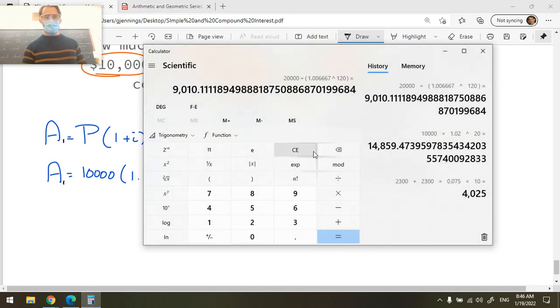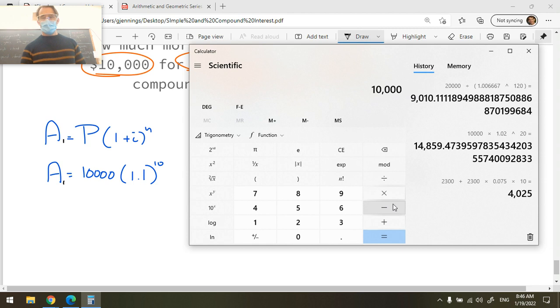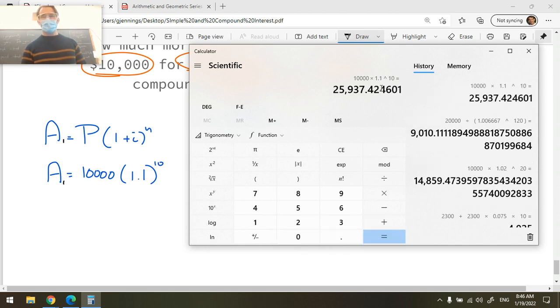So let's take a look at what these do in the calculator. So I'm going to go over here. Going to clear out my calculator. Going to take 10 grand, and I'm going to do this one first. Times 1.1 raised to the power 10, equals, and there it is. That's how much money we would have there. Nearly 26 grand. So there, our A would be 25,937. Going to round to the nearest dollar.